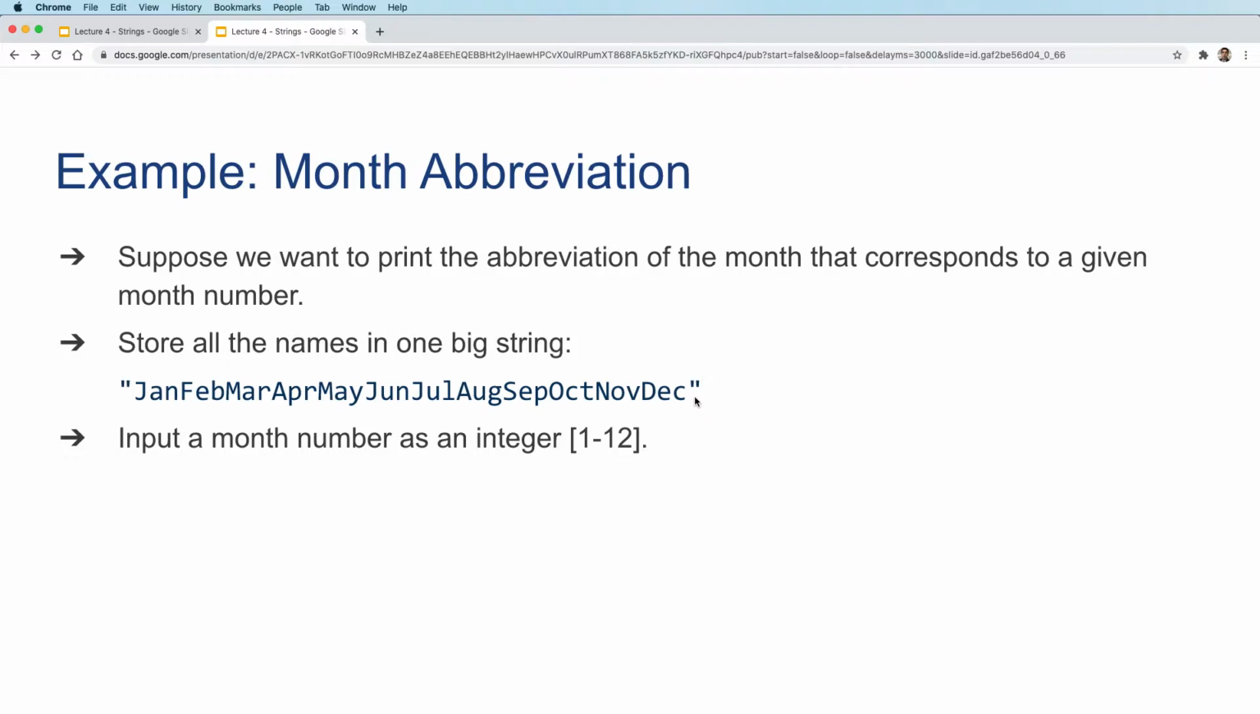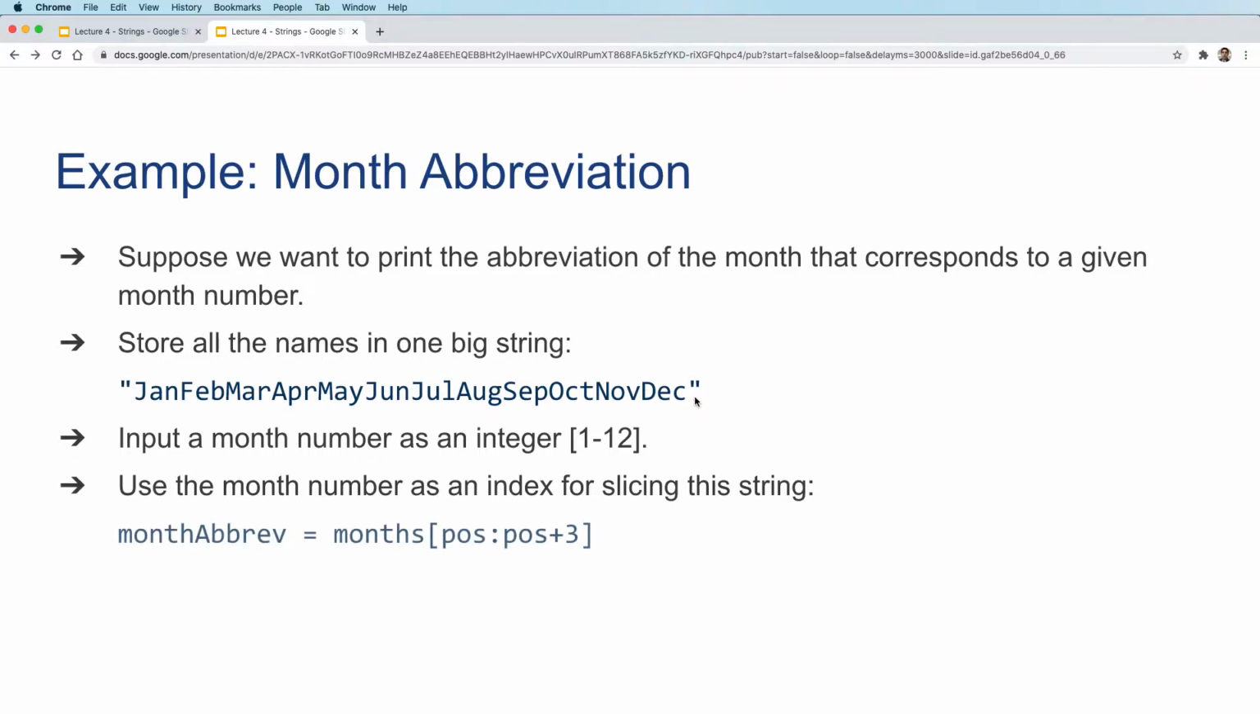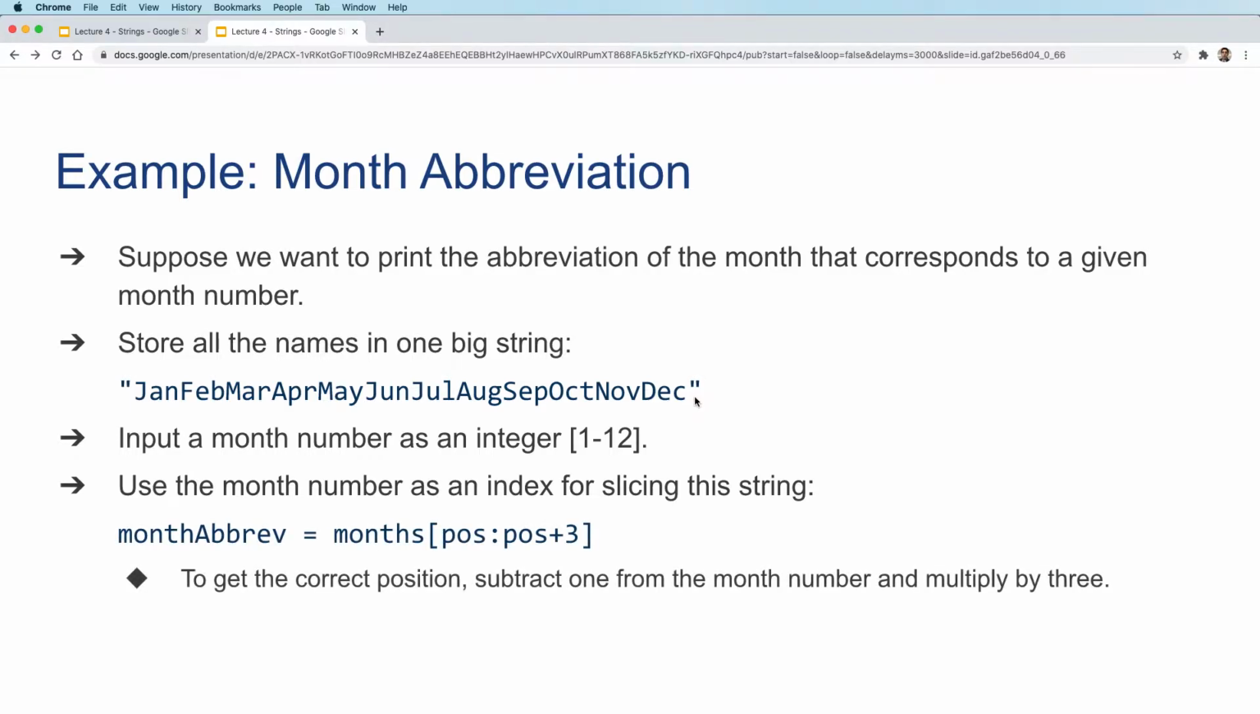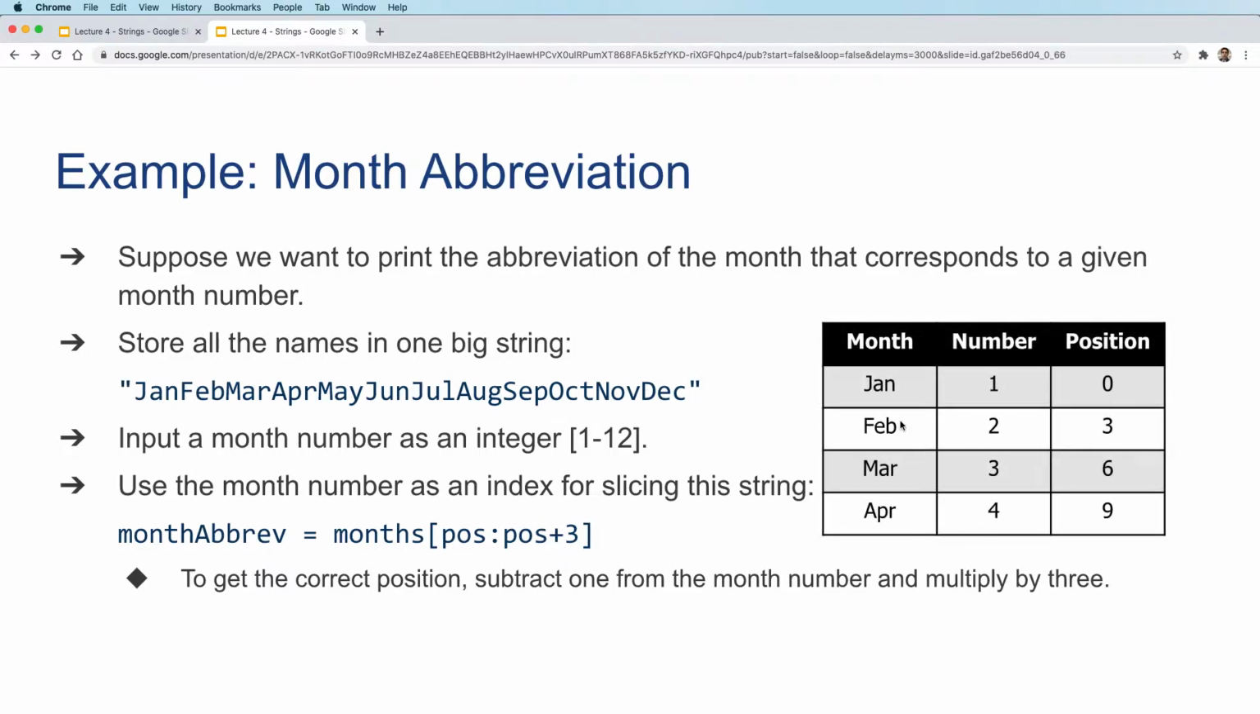We should then input a month number as an integer, a value between 1 and 12, and then use the month number as an index for slicing the string. To get the correct position, subtract 1 from the month number and then multiply by 3. So month abbrev is a variable that will be months from whatever the position is plus the next 3 letters. Here's a table that shows each month with the month number and the position where they will start.